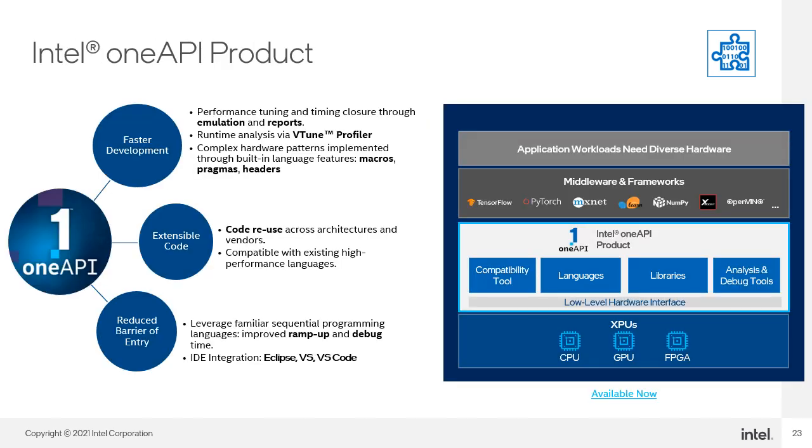With the oneAPI programming model, developers can iterate and complete POC designs quicker through emulation and reports, by performing functional verification and performance tuning respectively before having to perform a long hardware compilation. Get runtime data across their host and accelerators through VTune. Reuse source code across multiple hardware architectures and vendor platforms. Note, code will need optimization to be performant on a different architecture. Debug and train new developers faster due to the commonality of sequential programming languages.